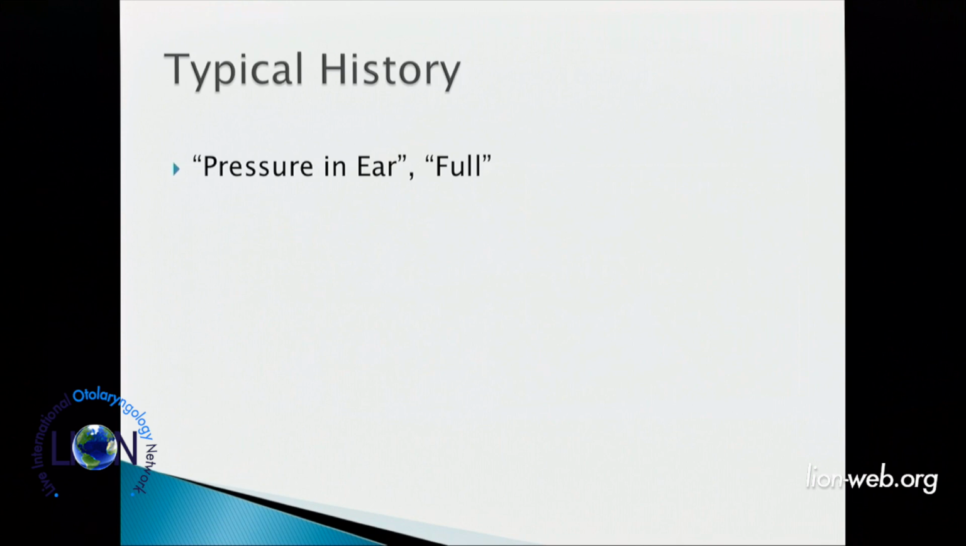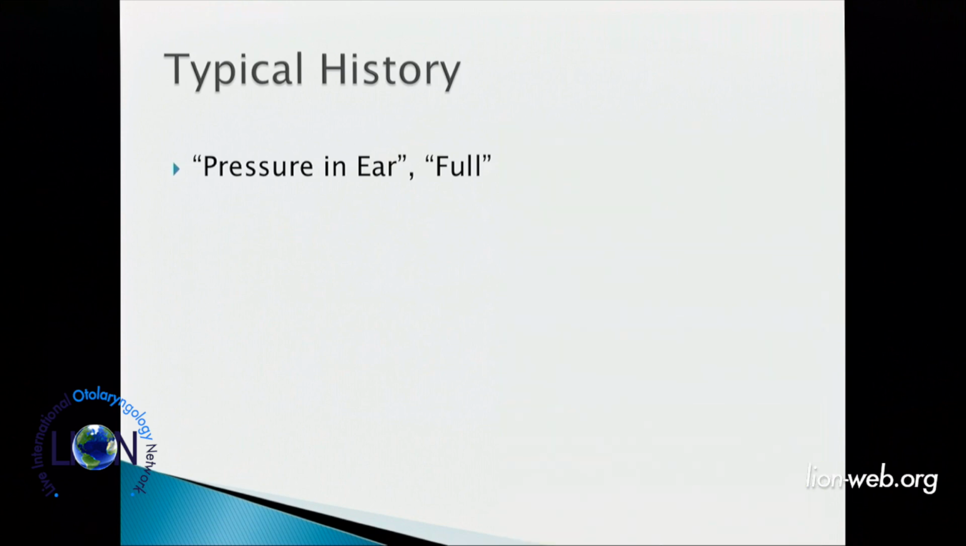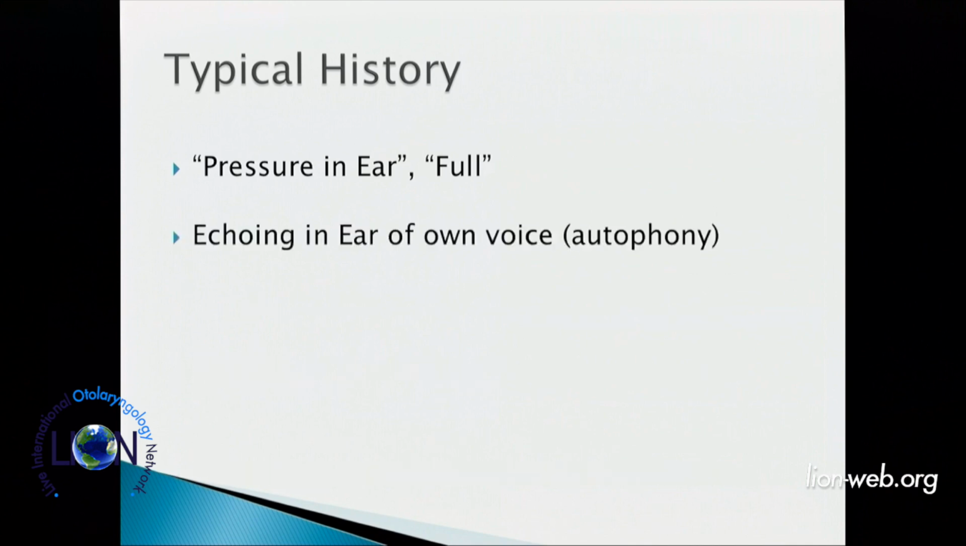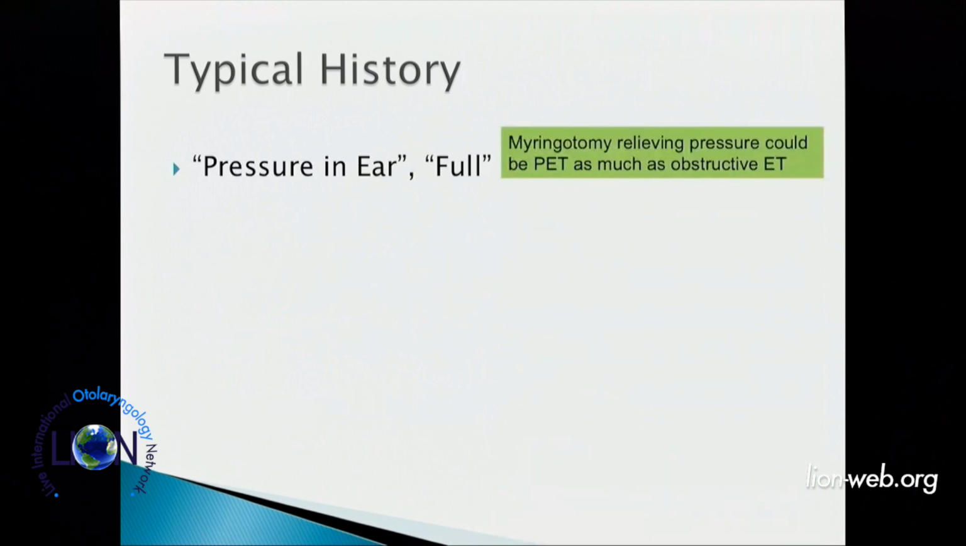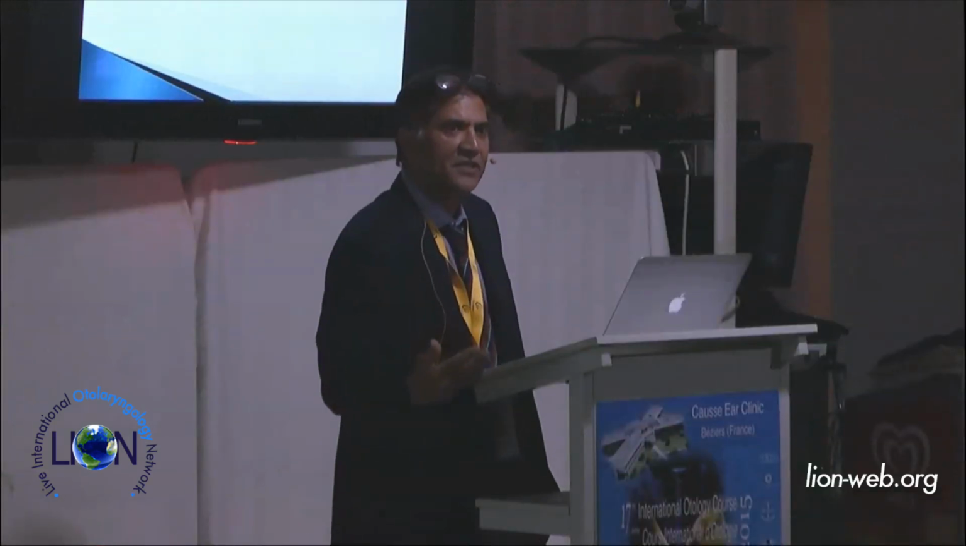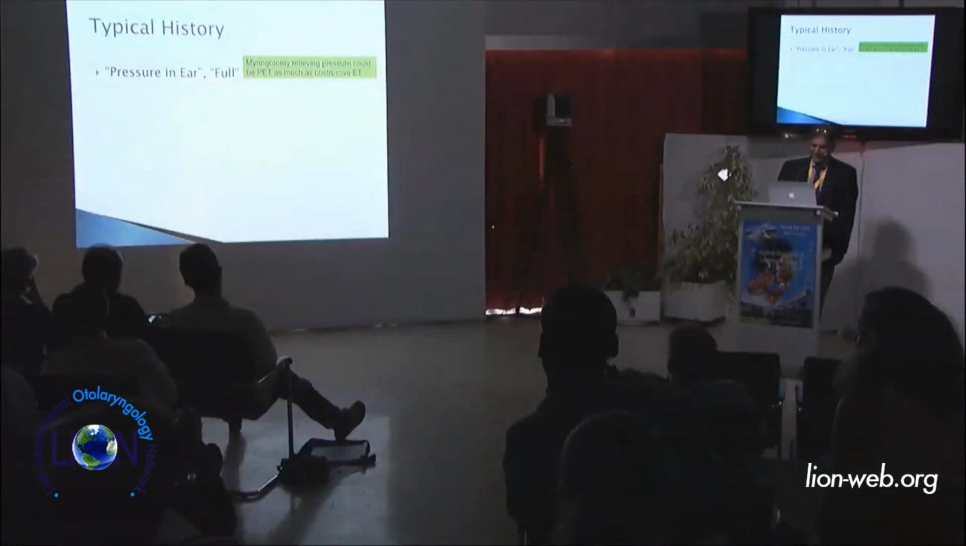So a lot of times people think pressure in the ear is causing negative pressure. It can be from patulous eustachian tube too, so they can have echoing of the ear. Okay, so when you do a myringotomy and it relieves the pressure, it doesn't mean they had obstructive symptoms. It could have been patulous, because that will also relieve patulous eustachian tube symptoms many times.